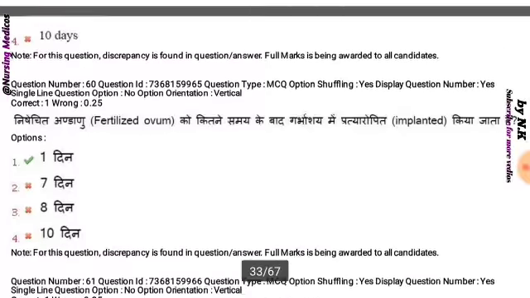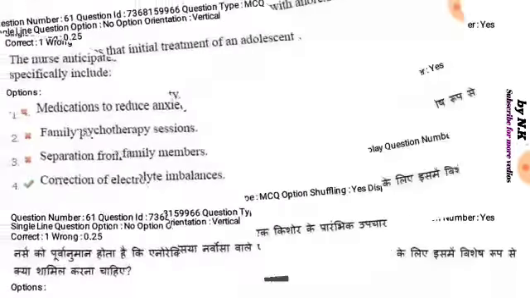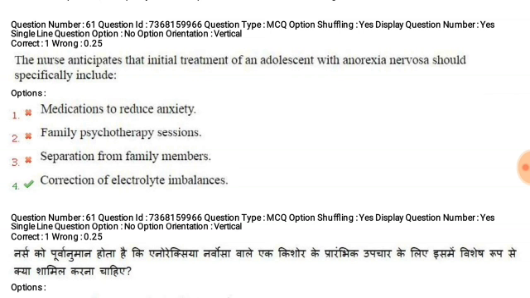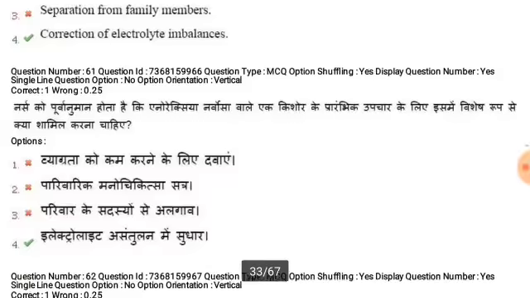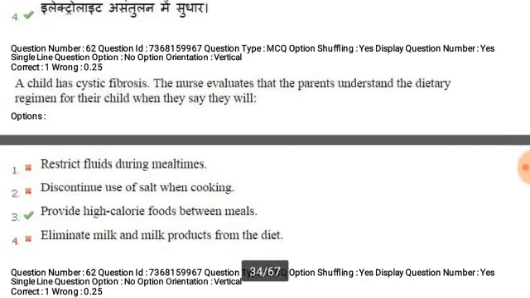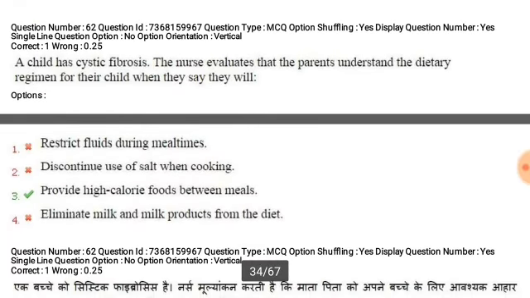The nurse anticipates the initial treatment of adolescents with anorexia nervosa. The answer is 4th, correction of electrolyte imbalance. Next one. 62. A child has cystic fibrosis. The nurse should evaluate that the parents understand the dietary needs for their child when they say they will provide high caloric food between meals. The answer is the 3rd one.